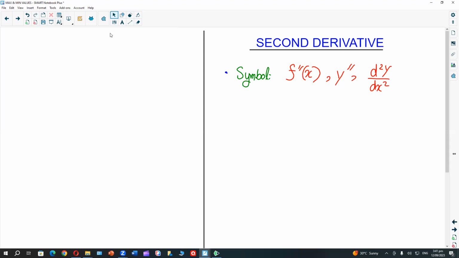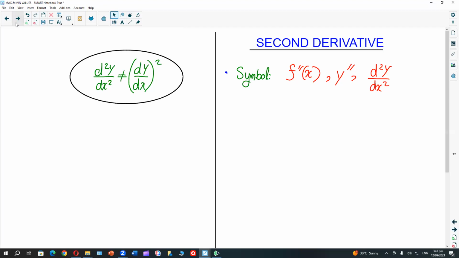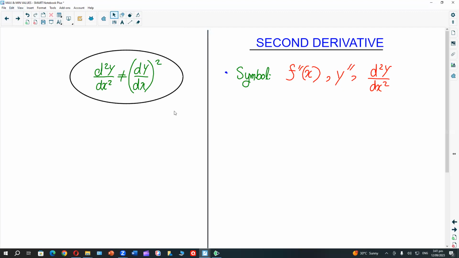For example, look at the screen. The symbol d2y upon dx2 is not dy upon dx whole square. It is not a square. Many people read it as a square. Make it clear, it's d2y upon dx2. Square actually is something else. And this is a point where you should remember that it's a symbol. It's not a power 2. You have to copy the left-hand side also.